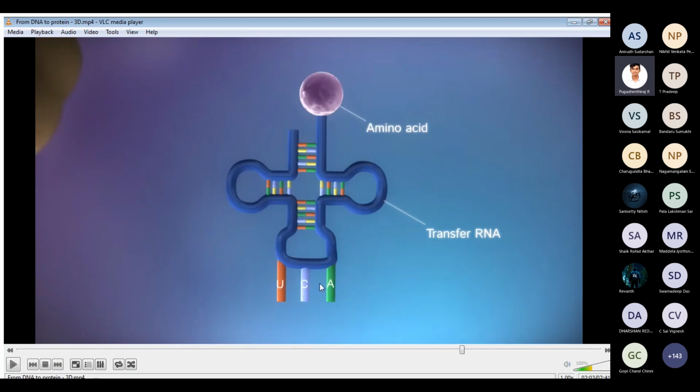So this UCA means there it will have what? CUT, like that, so that it will have a specific amino acid. That amino acid goes and gets linked to that. Like that, the entire segment will be read. The code will be read three at a time, and the specific amino acids will keep getting joined to finally produce what? A polypeptide chain.